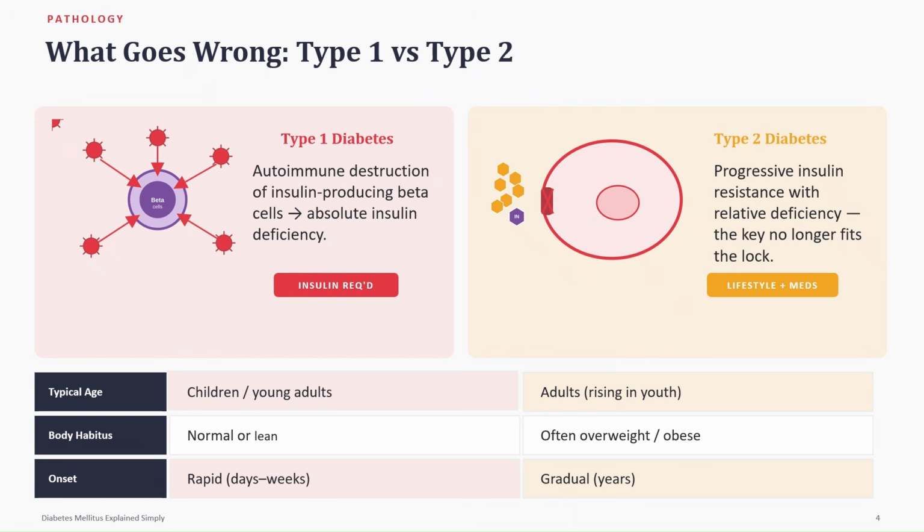Now type 2 diabetes is different. The pancreas still makes insulin, especially earlier on, but the problem is that the body's cells stop responding properly. This is called insulin resistance. So the key is there, but the lock is not working properly. Type 2 is much more common and is often associated with obesity, lack of exercise, and family history. So remember, type 1, no key. Type 2, broken lock.